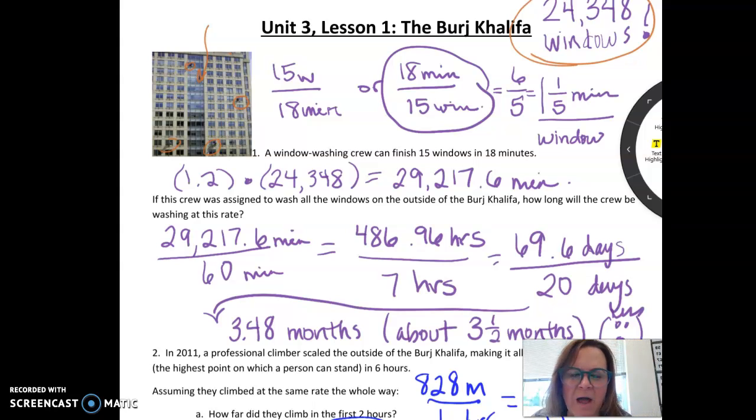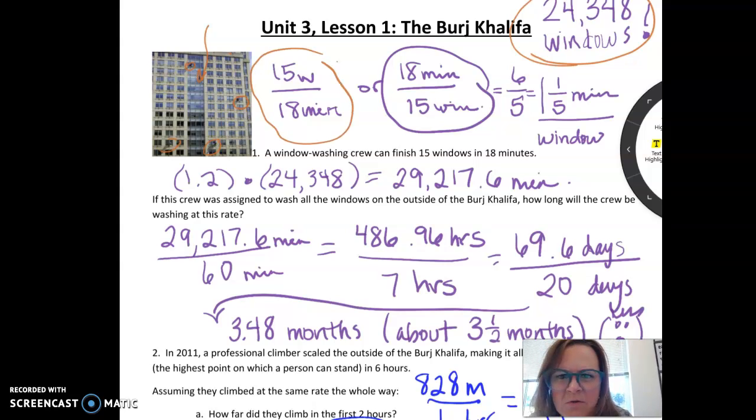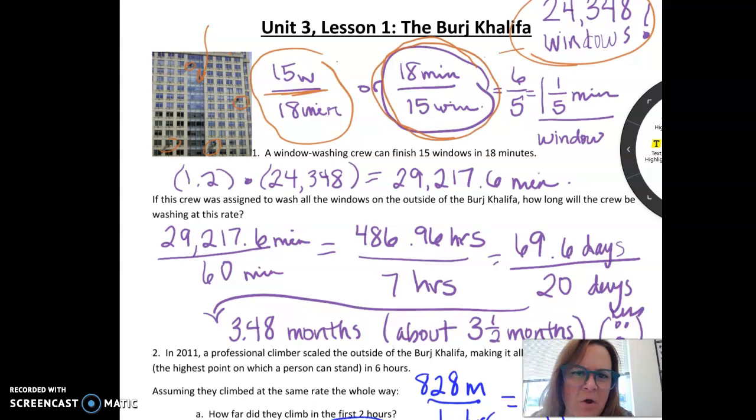And so to figure out the unit rate, how long it takes them to do one window, I'm going to want to divide my minutes by my windows. So if I did 15 divided by 18, that's windows per minute. I could figure it out that way, but I want to know minutes per window because I know how many windows there are. So I'm going to do 18 divided by 15. And 18 divided by 15 is the same as 6 divided by 5, which is also 1 1/5. So it takes me 1 1/5 minutes per window.